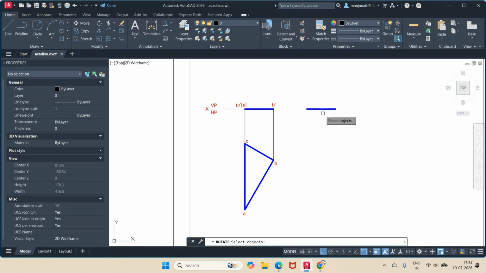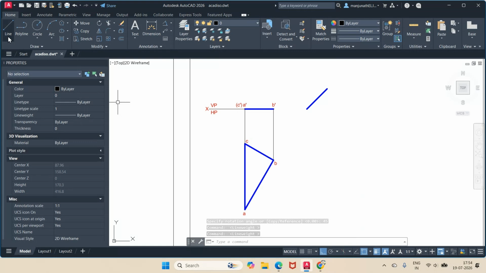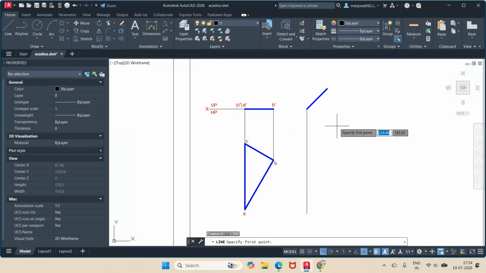Go to rotate, select this, take endpoint of this, rotation angle is 45 degree. Counterclockwise direction is positive. Now I will go to line, endpoint, and then you take perpendicular also. Go to line, select endpoint of this, and you draw a vertical line. Similarly from here also. Then I want to remove this endpoint now.